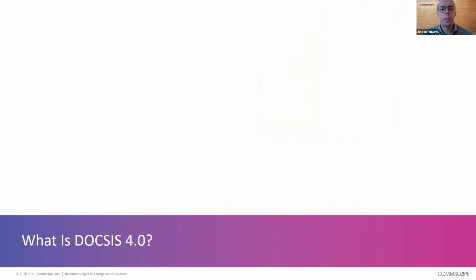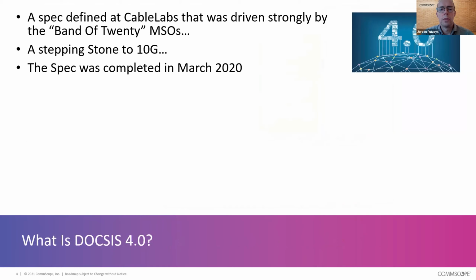So this next chart, we'll talk a little bit about DOCSIS 4.0, not too long, but just a brief intro for maybe some folks that may not be highly familiar just yet with 4.0. So DOCSIS 4.0 is a specification that was defined by CableLabs in close collaboration with what is often being referred to as the band of 20 MSOs and the vendor community. And 4.0 does offer a defined path to 10G. The specifications were finalized and delivered in the first quarter of 2020 last year.